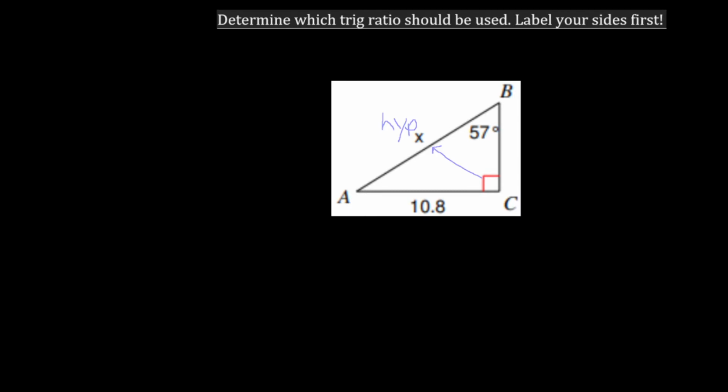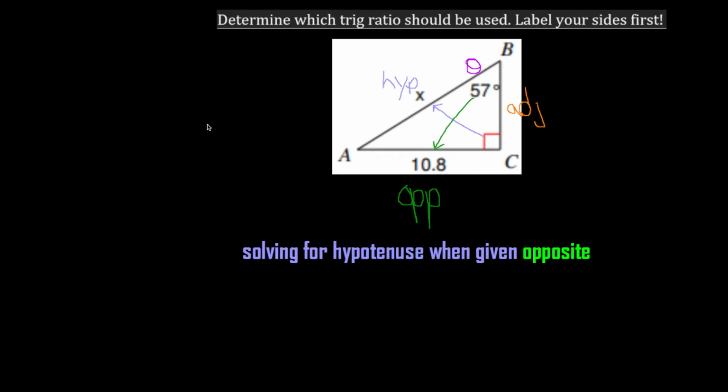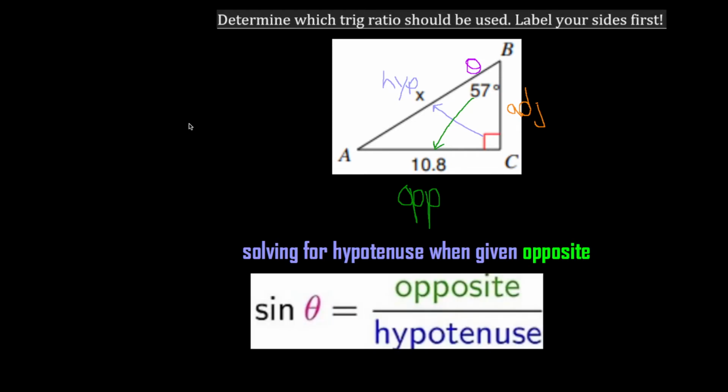All right, in the next one, you have your side opposite the right angle. Get used to drawing that first. You have your angle theta, which is 57 degrees, and the side opposite of theta is 10.8. Adjacent is right next to it, which is unmarked, but that's okay because we don't necessarily need it for this problem. We're solving for the hypotenuse when we're given the opposite. So that means we're going to use the sine of theta and set up our ratio: opposite over the hypotenuse.